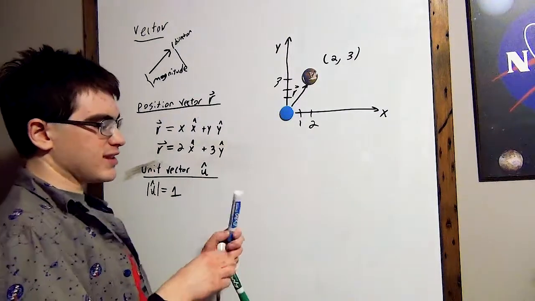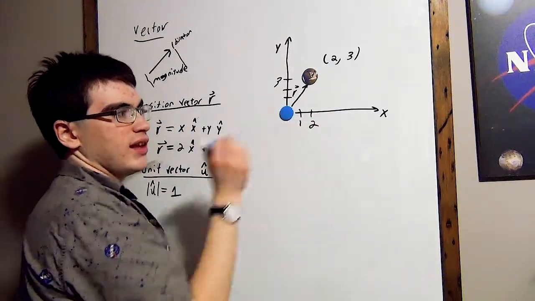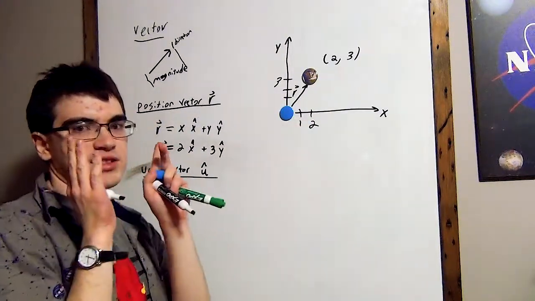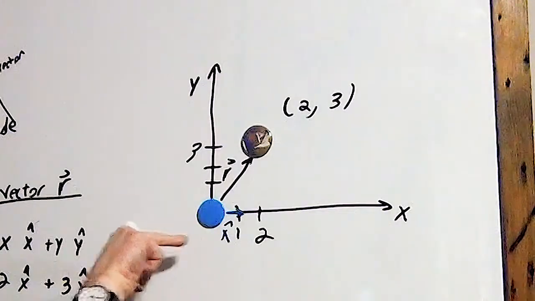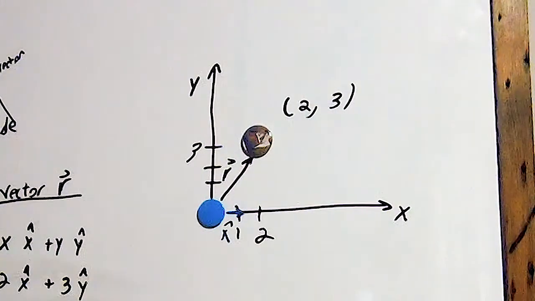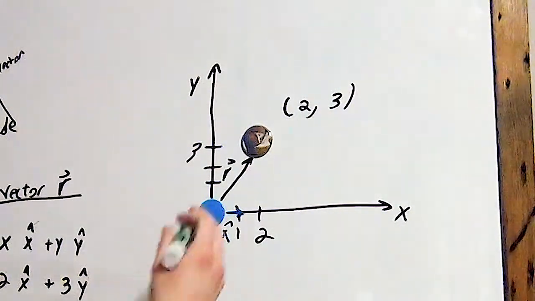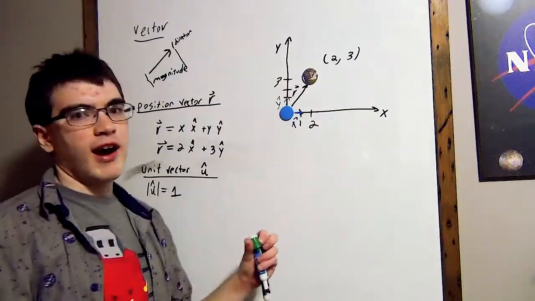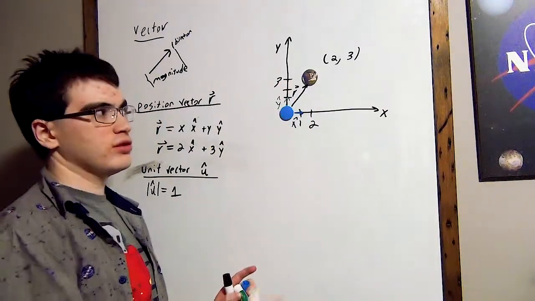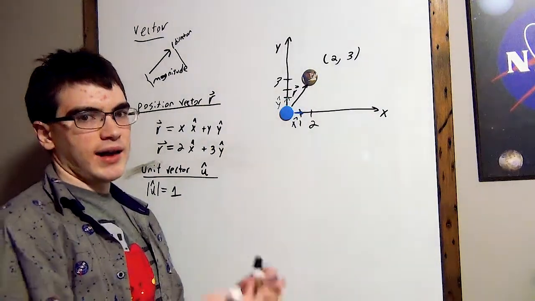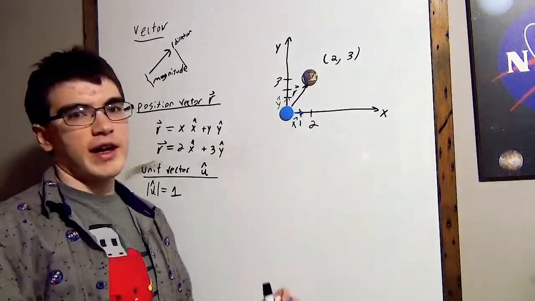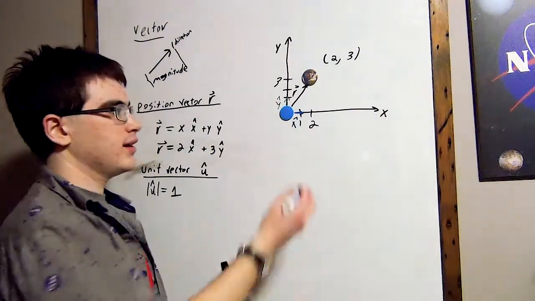So x hat is a vector in the x direction that has the size of 1. x hat just means 1 in the x direction. y hat is a vector in the y direction that has size of 1. Our position vector, r vector, can be represented by the unit vectors of x and y.